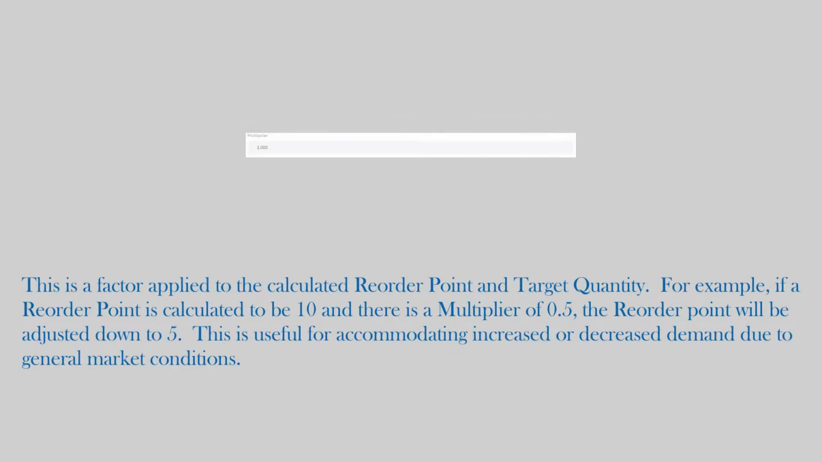Multiplier. This is a factor applied to calculating reorder points and target quantity. For example, if a reorder point is calculated to be 10 and there's a multiplier of 0.5, the reorder point will be adjusted down to 5. This is useful for accommodating increased and decreased demand due to general market conditions.